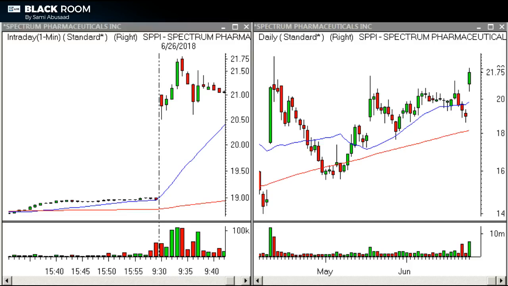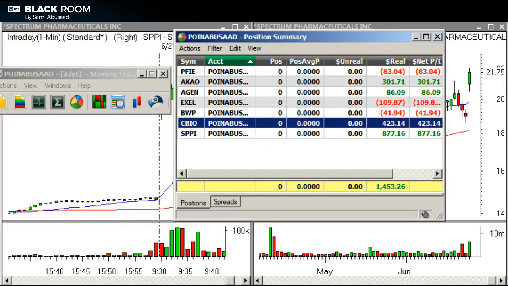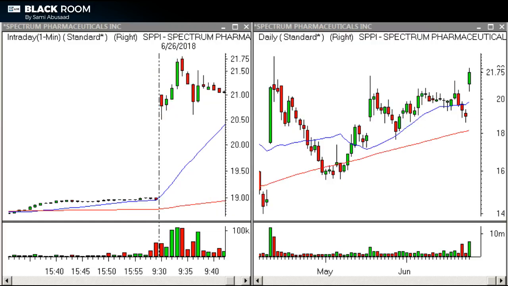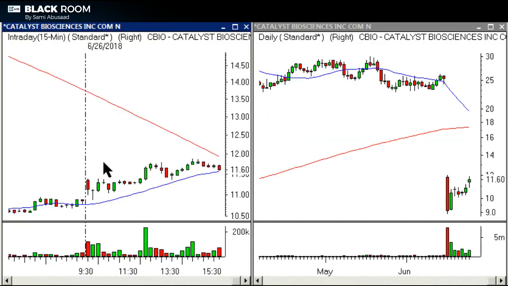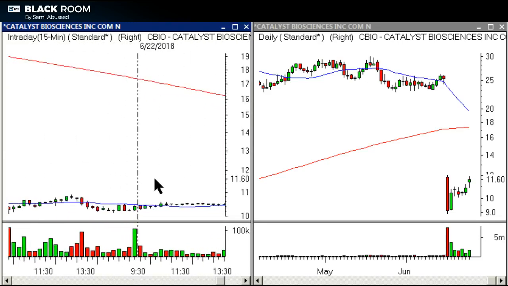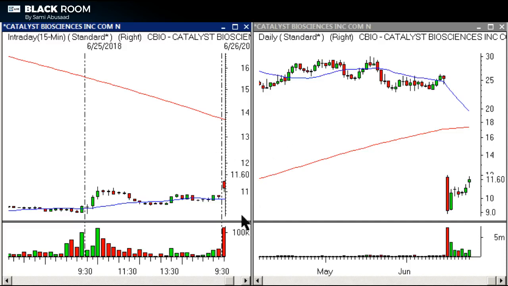And then the other one that I typed into the room was the CBIO. Unfortunately, the AKAO, I just couldn't get filled. I tried multiple times. I barely got filled a few hundred shares. I'll show you the AKAO in a minute.